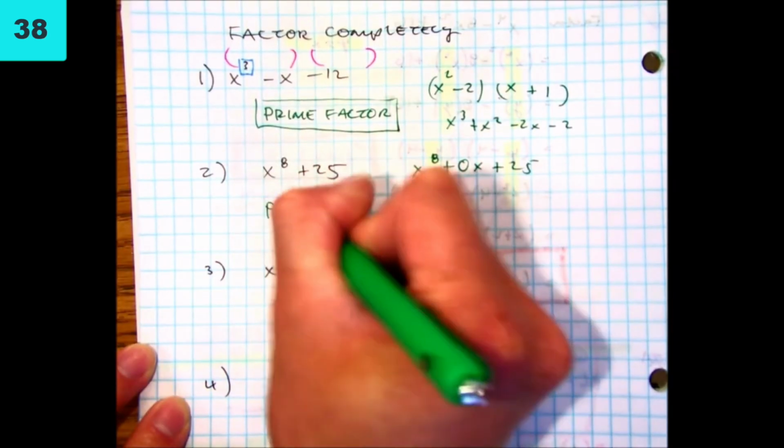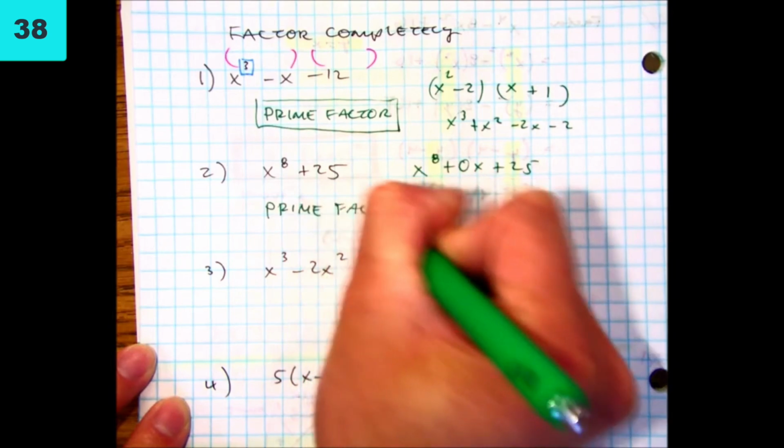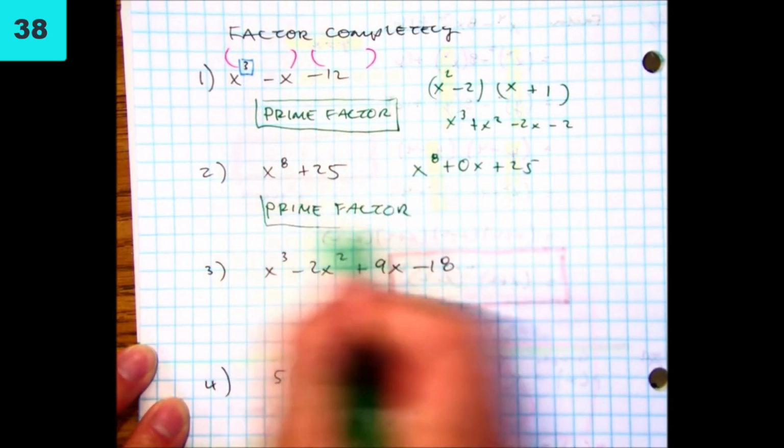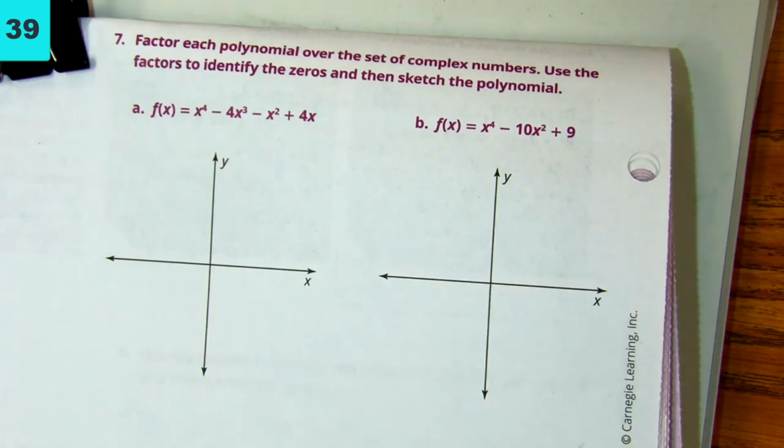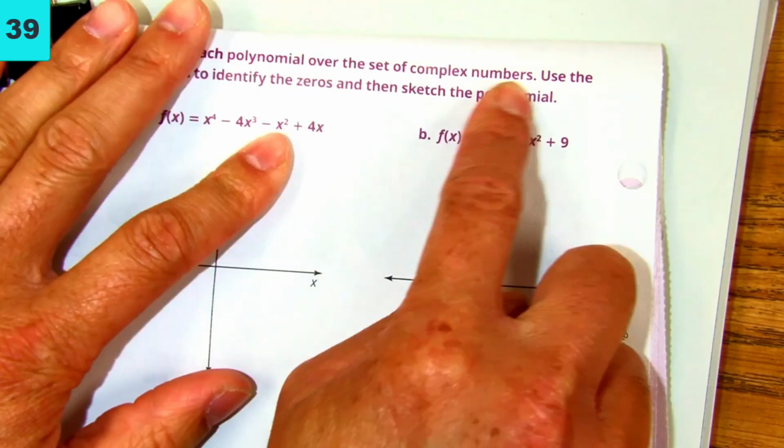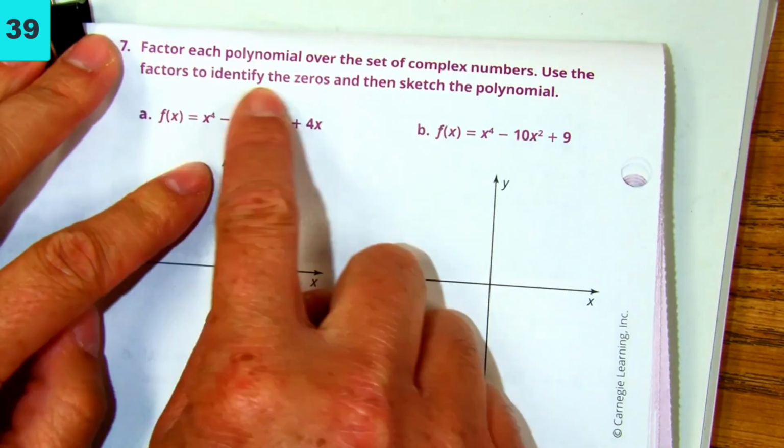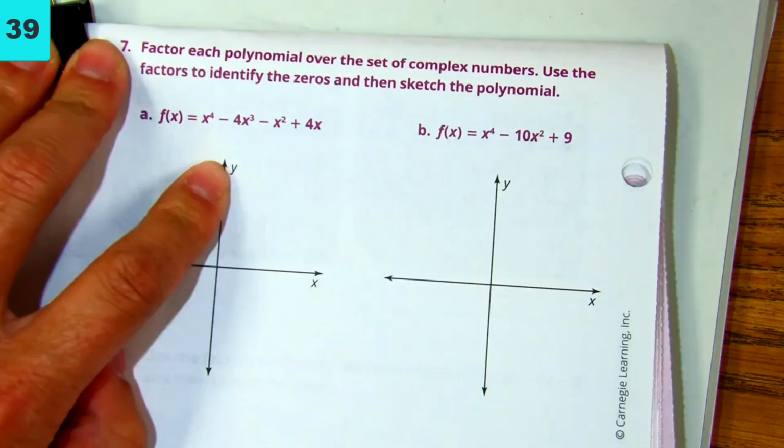Factor. Can't factor. Factor each polynomial over the set of complex numbers. Use the factors to identify zeros and then sketch the polynomial. So they just want you to factor.